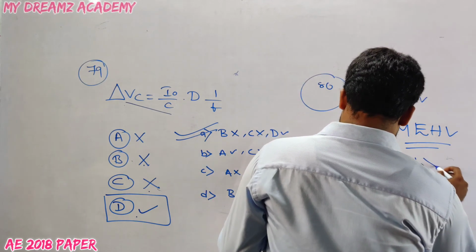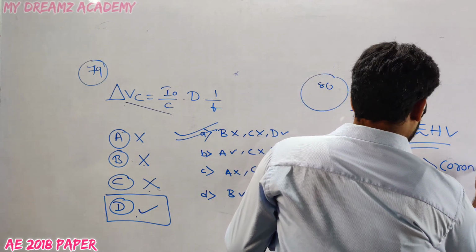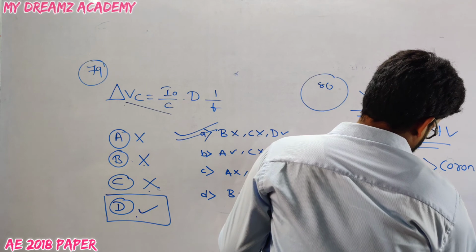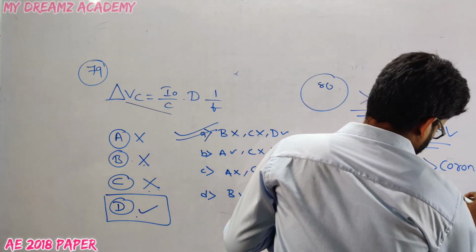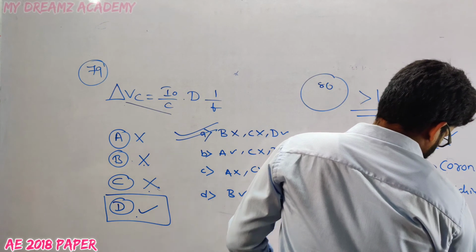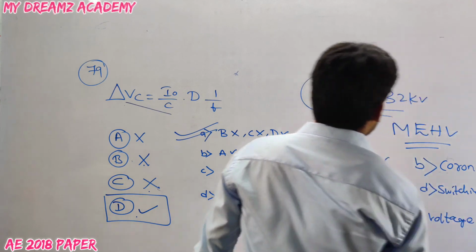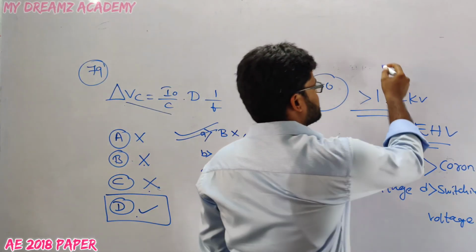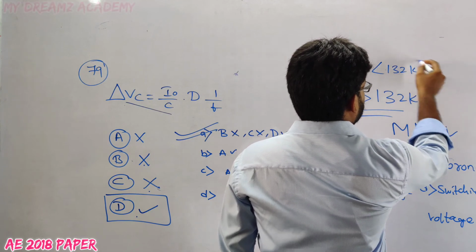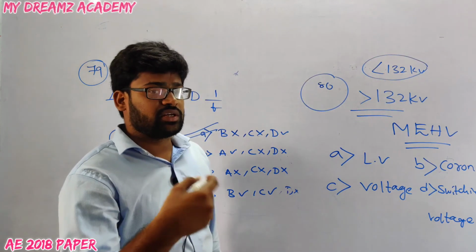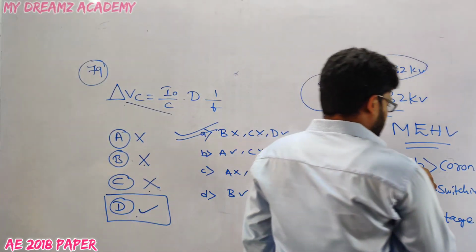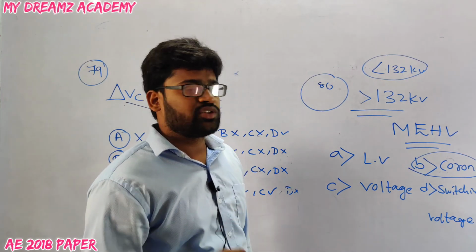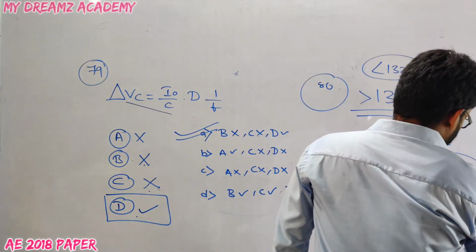The insulation of a modern extra high voltage line is designed based on option A, lightning voltage, option B, corona, option C, voltage, option D, switching voltages. If the voltage value is less than 132 kV, the insulation value depends upon the corona. But if it is greater than 132 kV, the insulation value depends upon the switching voltages. So option D is correct.